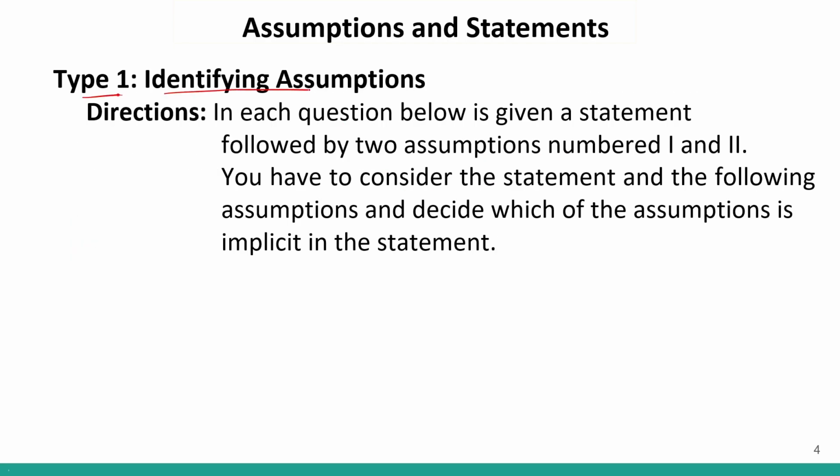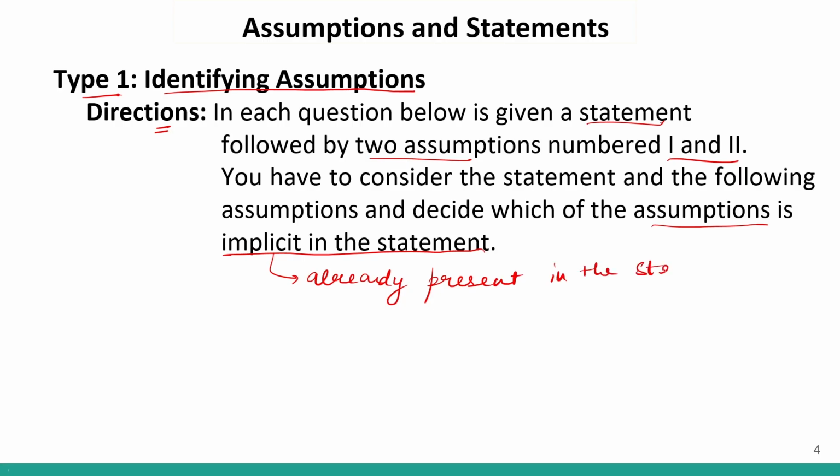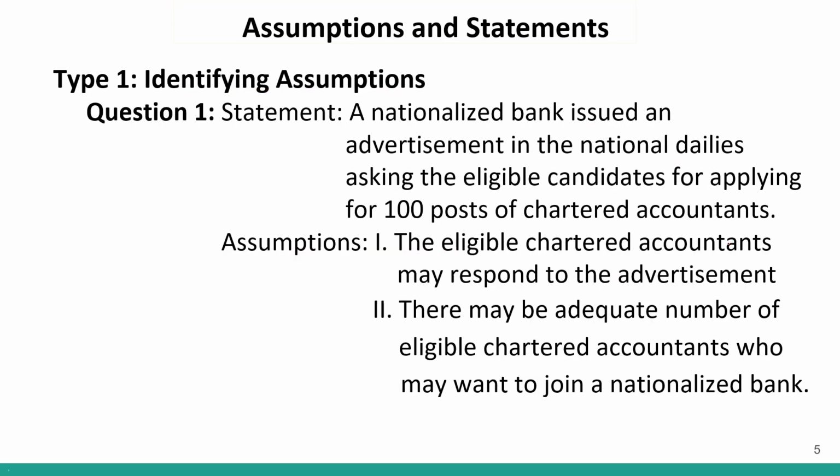Type 1 is identifying assumptions. So basically, we have to identify which assumption or inference will be correct. The direction is given. In each question below is given a statement, followed by two assumptions, 1 and 2. We have to consider the statements and the following assumptions and decide which of the assumptions is implicit in the statement. Implicit means already present in the statement. So this is what we have to figure out. Let us start with question number 1.